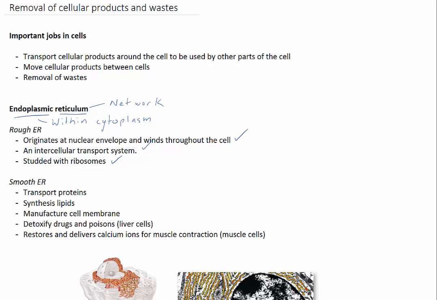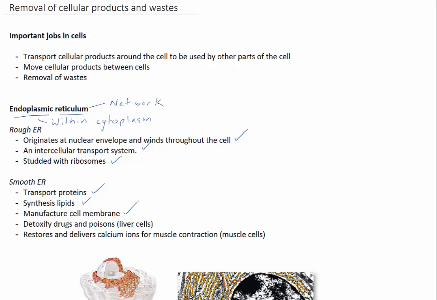Now, adjacent to the rough ER is a section of the network called the smooth ER, or the smooth endoplasmic reticulum. And the function of the smooth ER depends on the type of cell it's located in. Its main role is to transport proteins. However, it can also synthesize or make lipids, such as those that will end up in milk, and it also assists the manufacture of the plasma membrane.